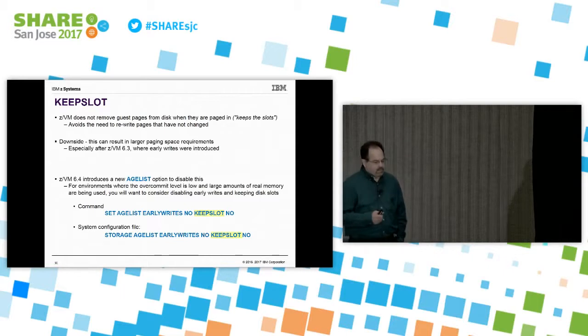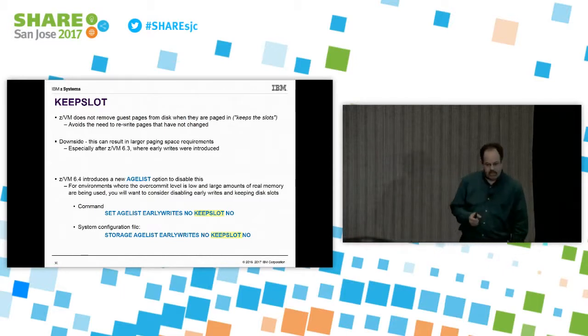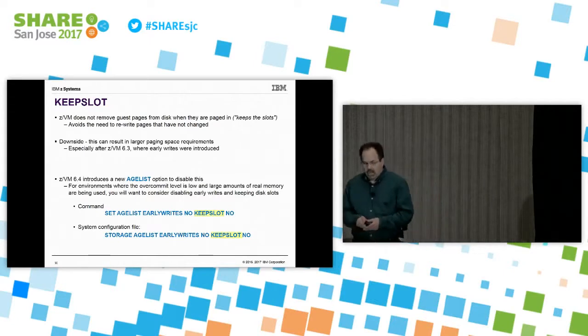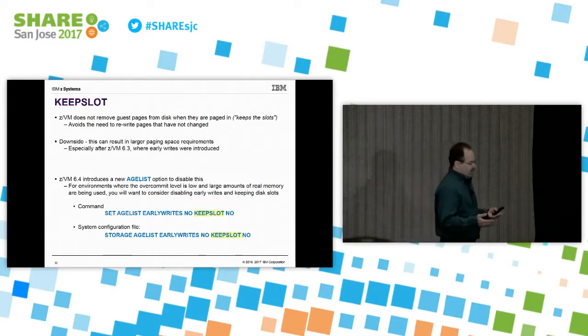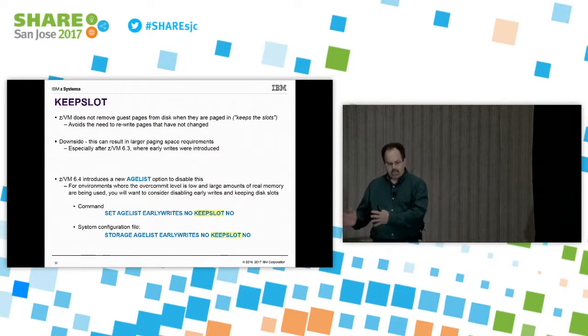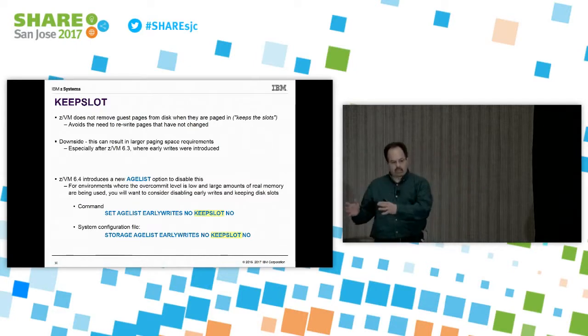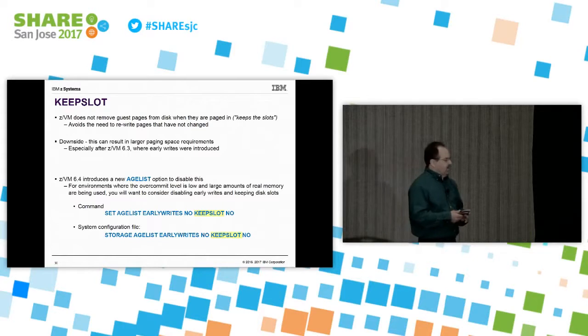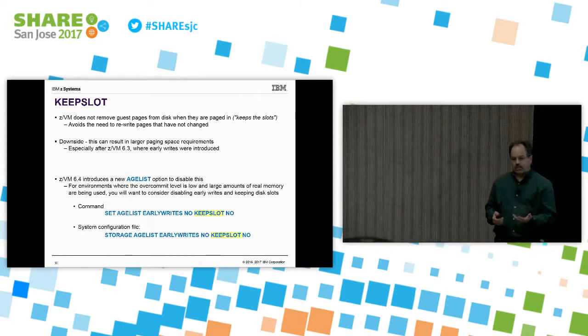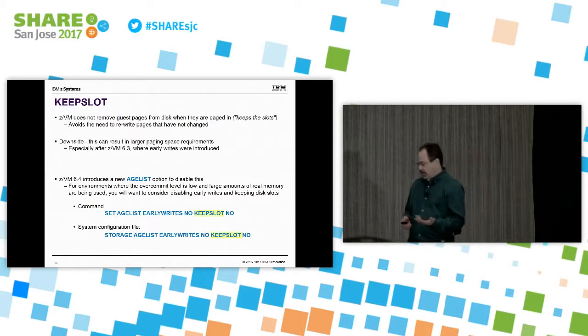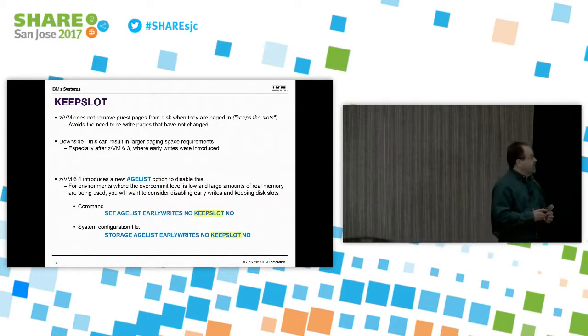So keep slot. When VM reads a guest page from disk, reads it into memory, we keep the slot. And by that, we mean that page's data stays in that location on disk, and we keep that associated. So we know that guest page goes to that slot on disk. It makes it more efficient if and when we have to write the page out again. It makes it more efficient because if the page hasn't changed, we don't actually do the write, so we save the I/O. We don't have to go through the whole process of locating another slot, things like that. So it adds some efficiency.